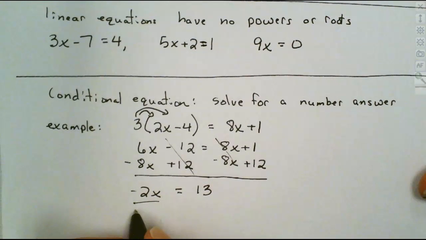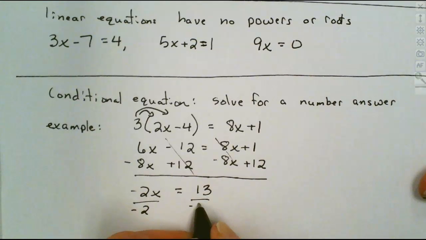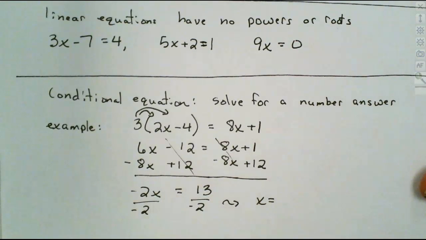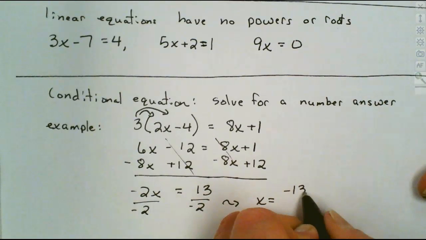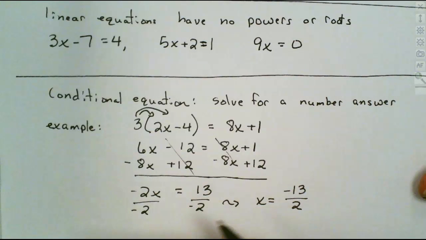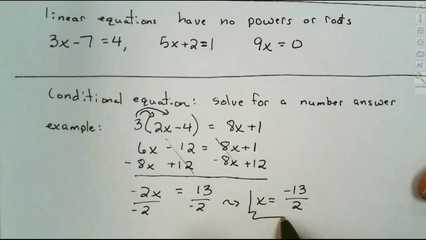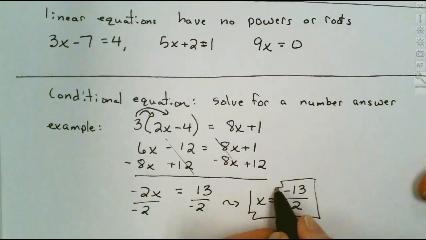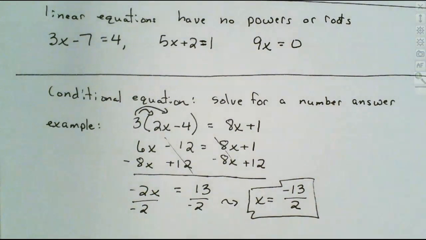Divide by your negative 2. And we're going to rewrite this as x equals now a negative 13 over 2. We always bring the negative up to the top. So you never want to leave a negative in the denominator. You want to bring it up to that numerator.